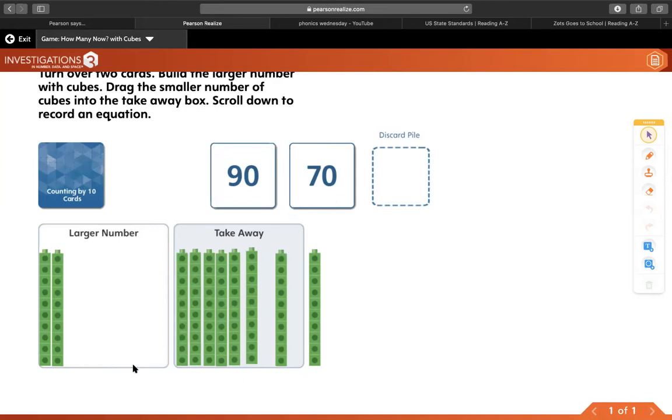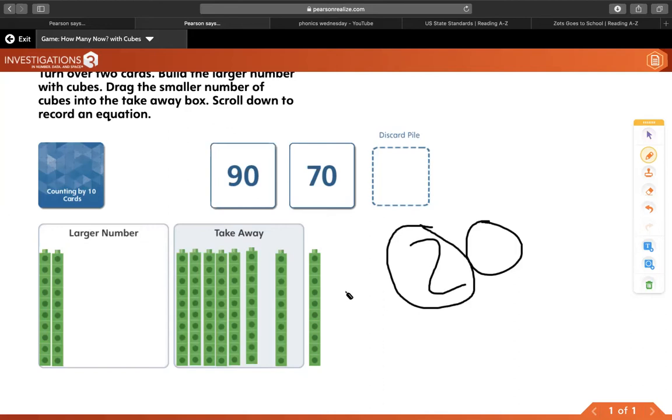Let's see how many cubes we're left with now. Remember, each one of these towers has 10 cubes. So 10, 20. So we're left with 20 cubes. And if I look at that first number in 20, that means I should have 2 towers of 10 left. And I have 1, 2 towers of 10 left.